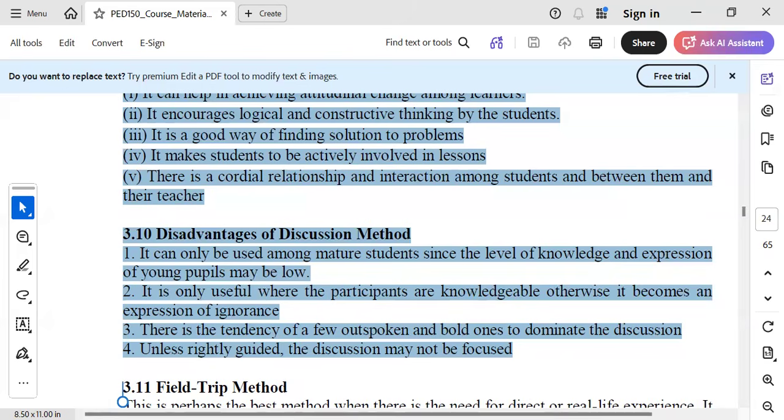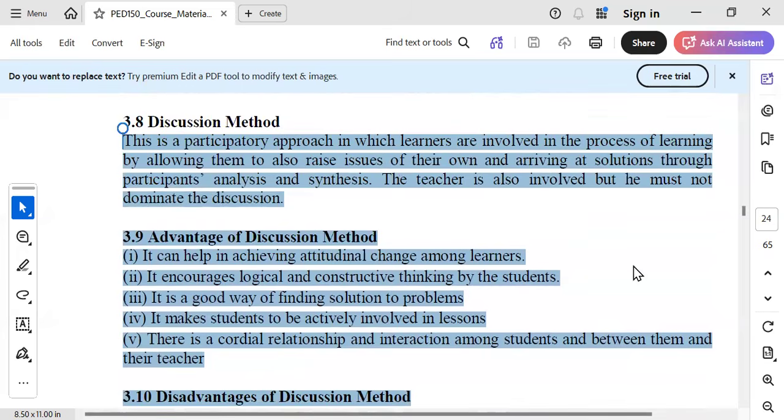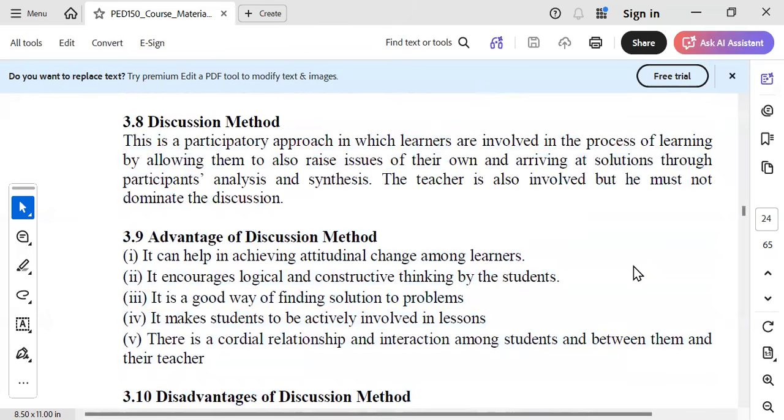Now, if we should talk about the advantages, there are some things mentioned here under this method that we can bring out under the heading of main features, the things that discussion method entails. It entails active participation by learners. I mean, learners must actively engage. It's not a passive thing. They must engage actively. Then it also involves sharing of ideas.